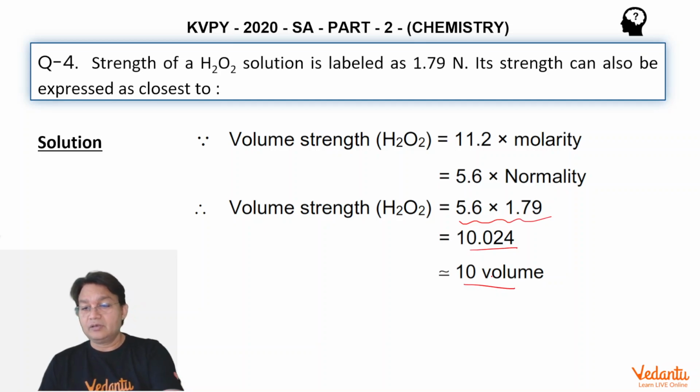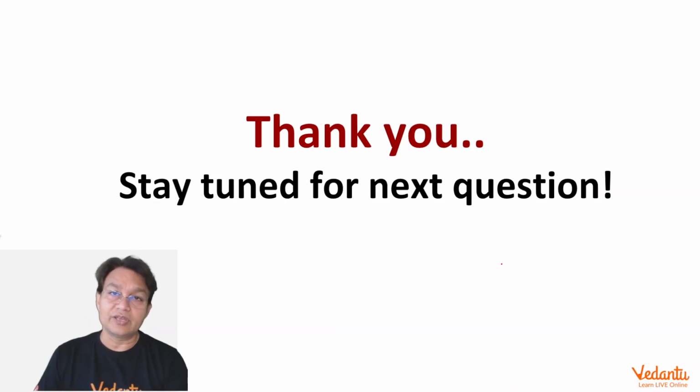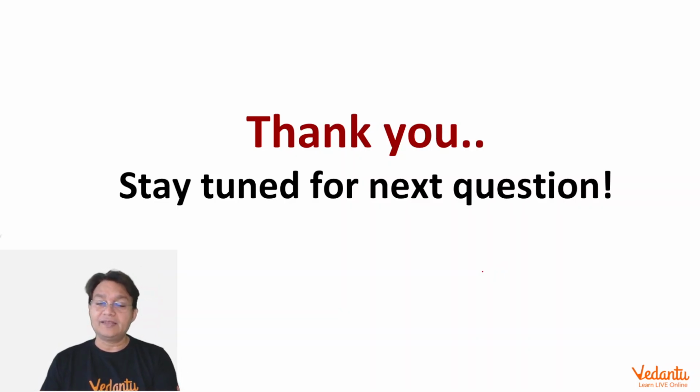Straightforward question, but it's a controversial question. For me, I never like using the normality term for H2O2 because H2O2 does a lot of things. It can be an oxidizing agent as well as a reducing agent, and sometimes it can disproportionate. To avoid confusion, I always advise students to stay with the molarity concept of H2O2. But nevertheless, since it's a very reputed examination and it is asking about the normality, you'll have to do what we have done in this problem.